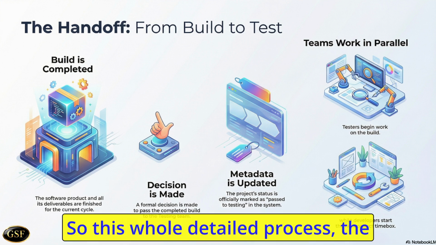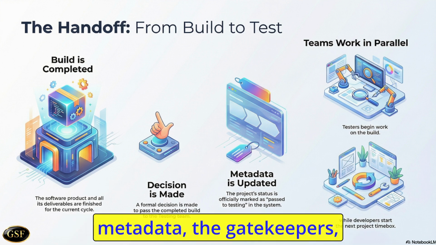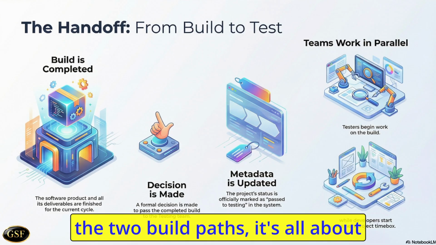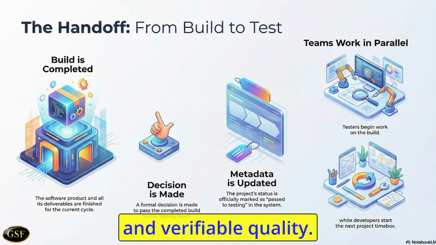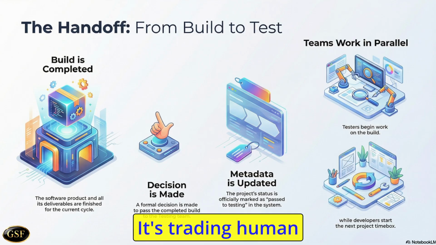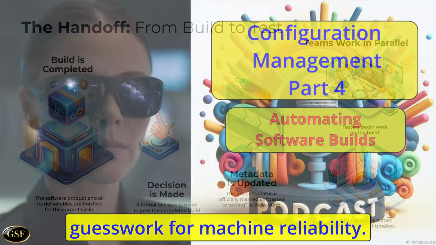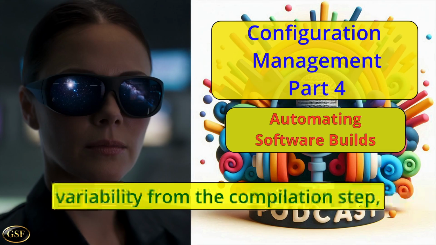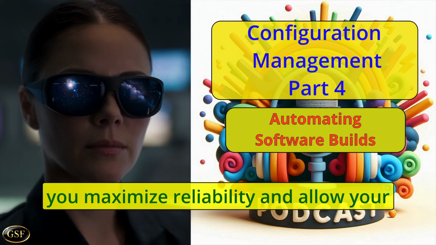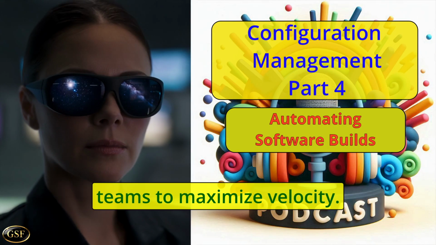So this whole detailed process, the metadata, the gatekeepers, the two build paths, it's all about consistency, control, and verifiable quality. It's trading human guesswork for machine reliability. It is the engine that ensures the integrity of the product. By removing human variability from the compilation step, you maximize reliability and allow your teams to maximize velocity.